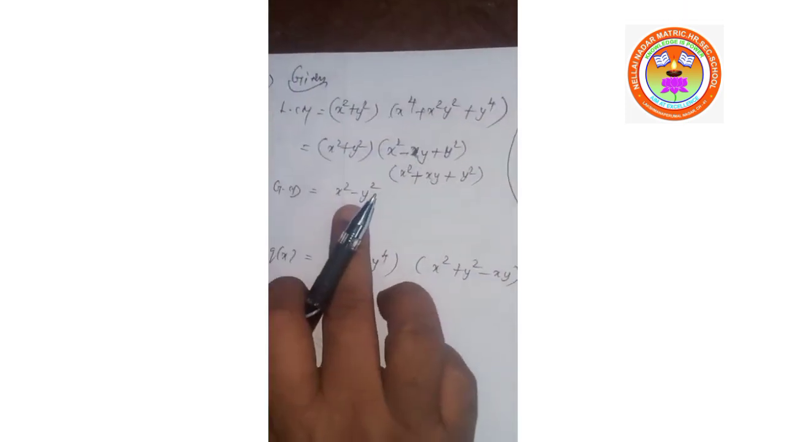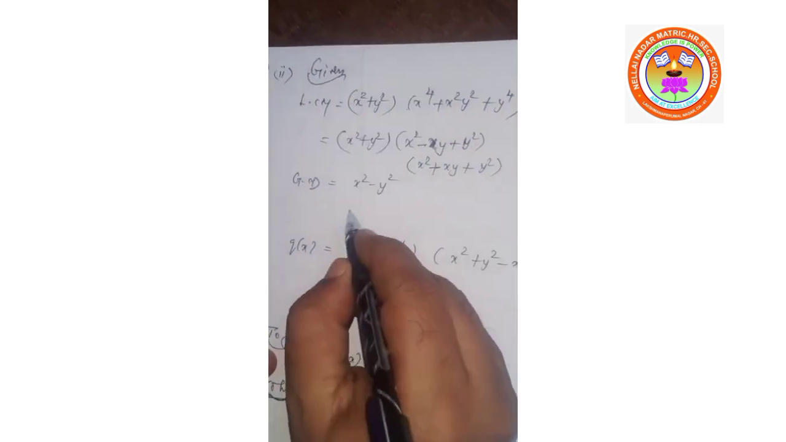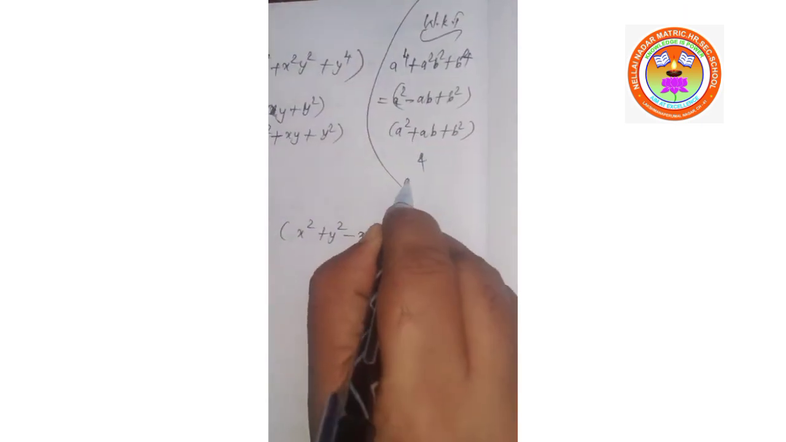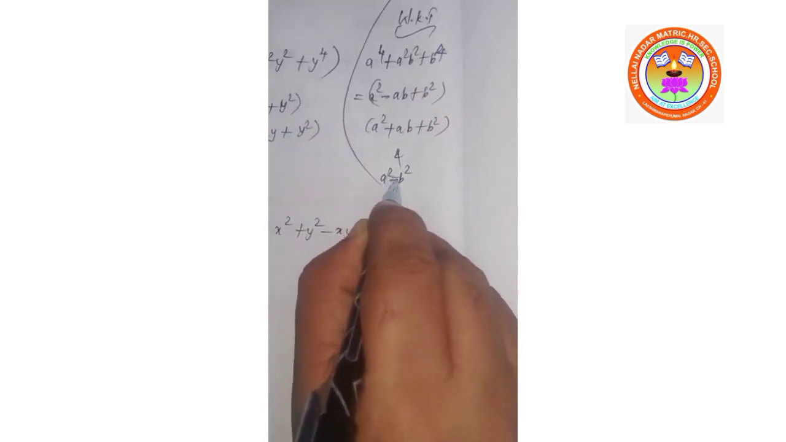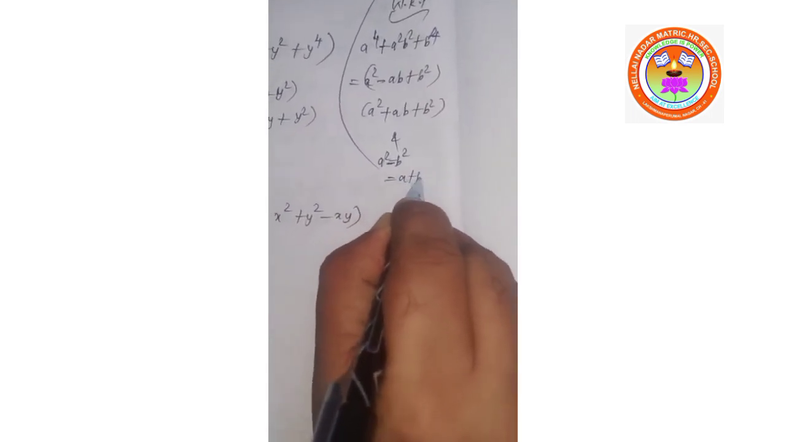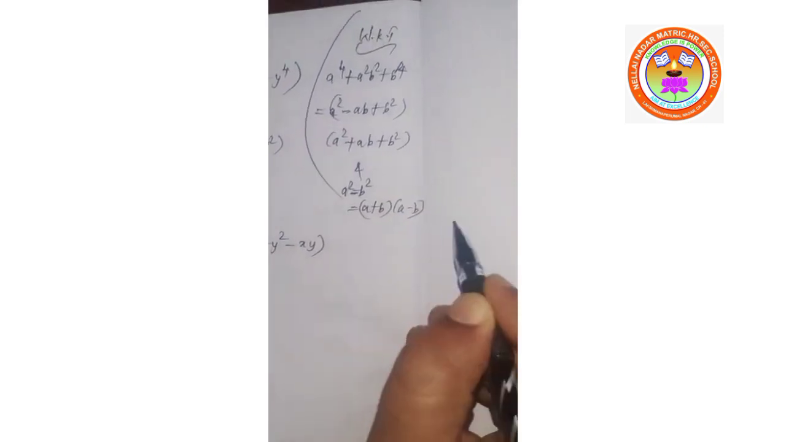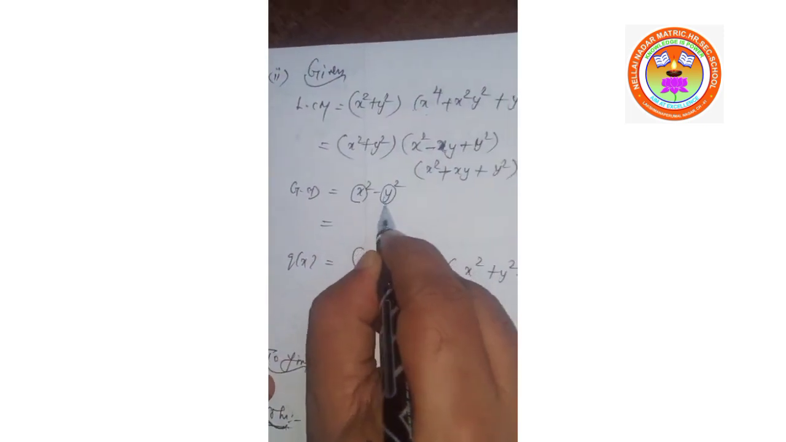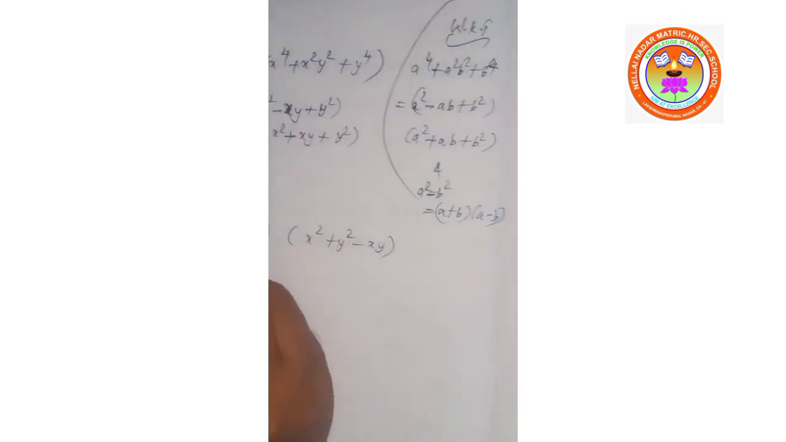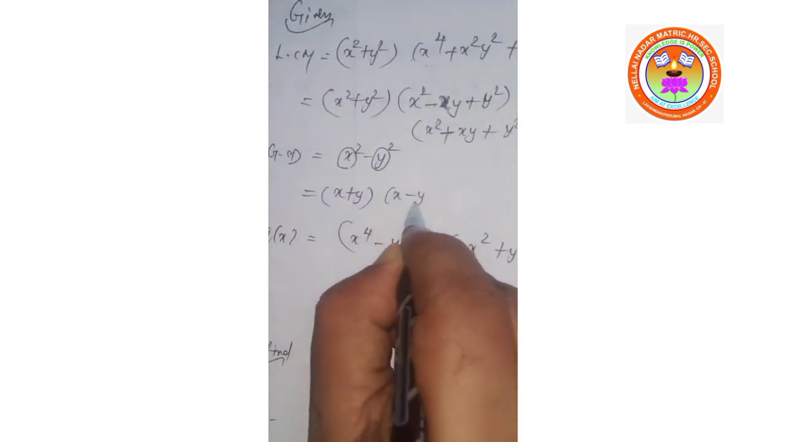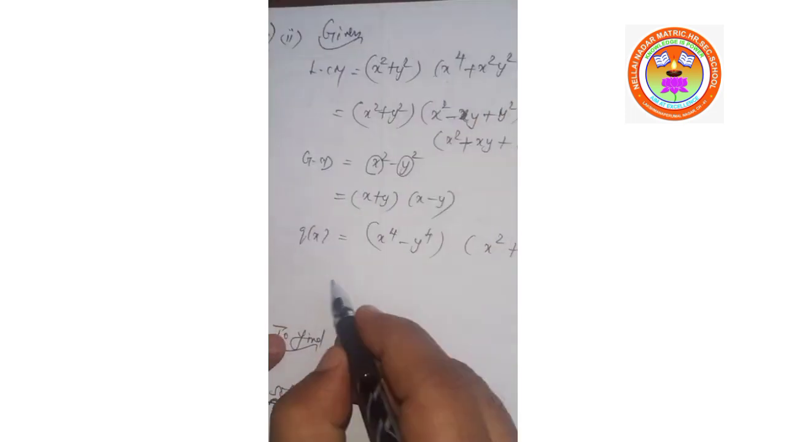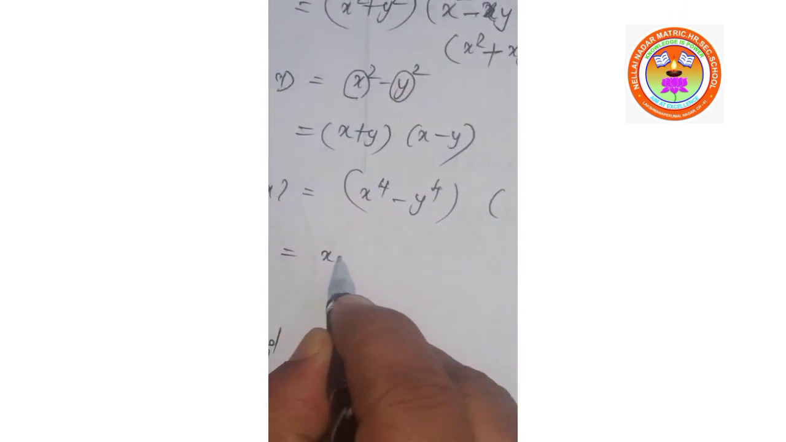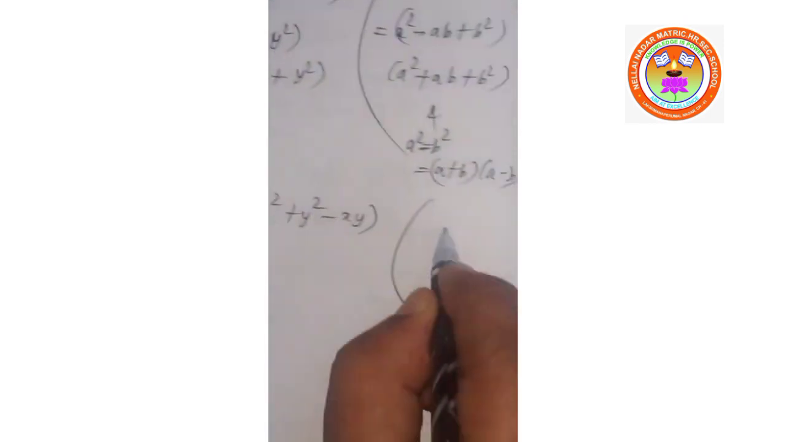And this one, x squared minus y squared, you can write as it is. Otherwise you can apply the identity a squared minus b squared. What is the identity for a squared minus b squared? A plus b into a minus b. So this x squared minus y squared, according to this identity, you can write x plus y into x minus y, factorized.